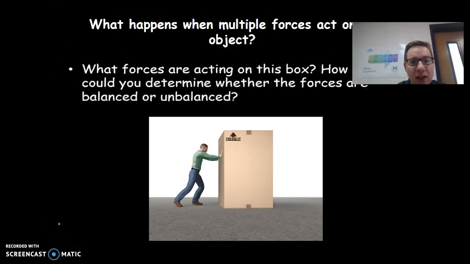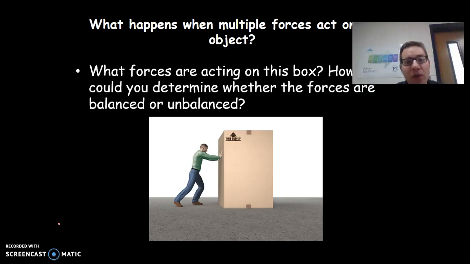Let's take a look at the last one. We already talked about what forces are acting on this box, and how we can determine if forces are balanced or unbalanced. If it's moving, it's unbalanced. If it's not moving, it's balanced.